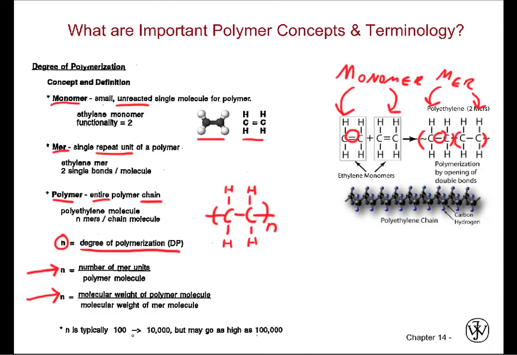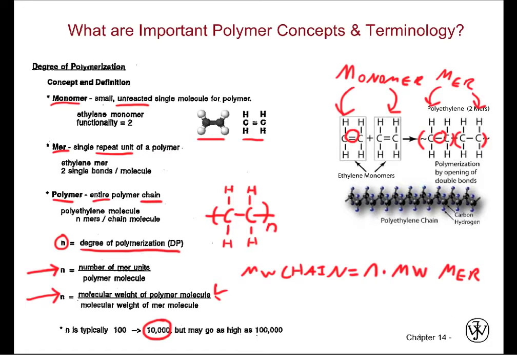So let's do a sample calculation using the degree of polymerization, or n, as 10,000 and the given mer. Let's try to calculate the molecular weight of the entire polymer chain. So we can see from this equation again, we can rearrange it and see that the molecular weight of the chain, so the entire polymer chain, is equal to n times the molecular weight of the mer.